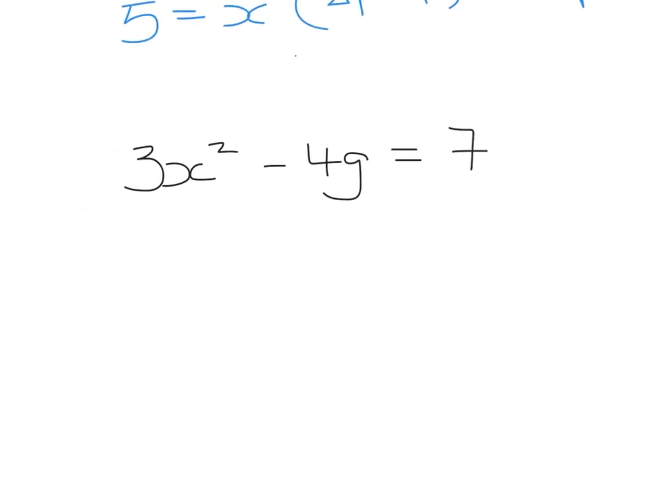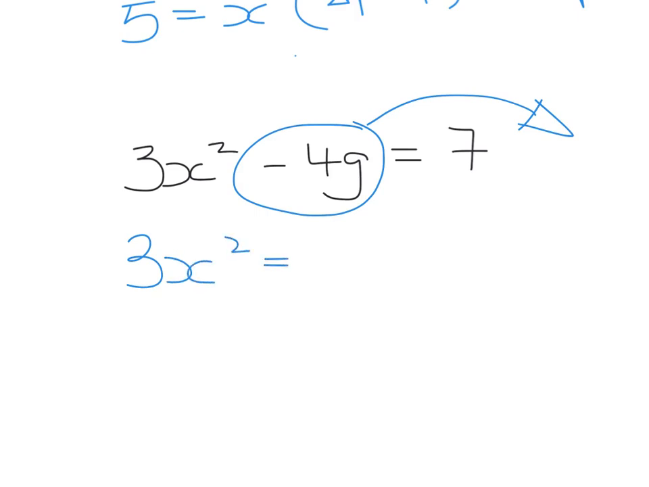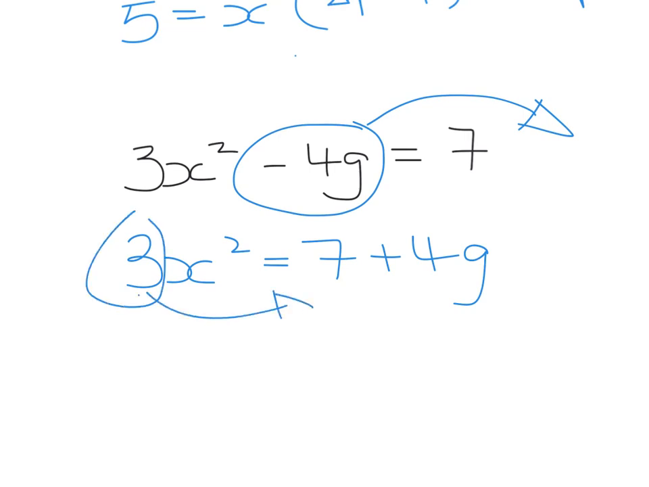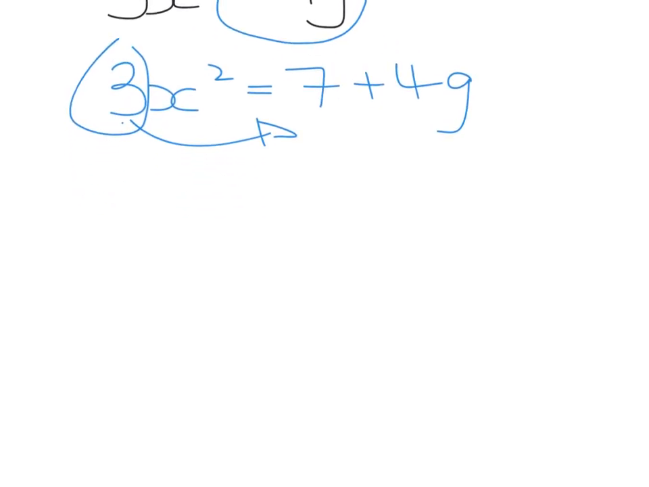And last example, the 3x squared is again one term. I'm going to leave it till the end. So I'm going to move the minus 4g, swap side, swap sign, makes it plus 4g. So 3x squared equals 7 plus 4g. I then want to divide by 3. So that's going to leave me with x squared equals 7 plus 4g, all divided by 3.